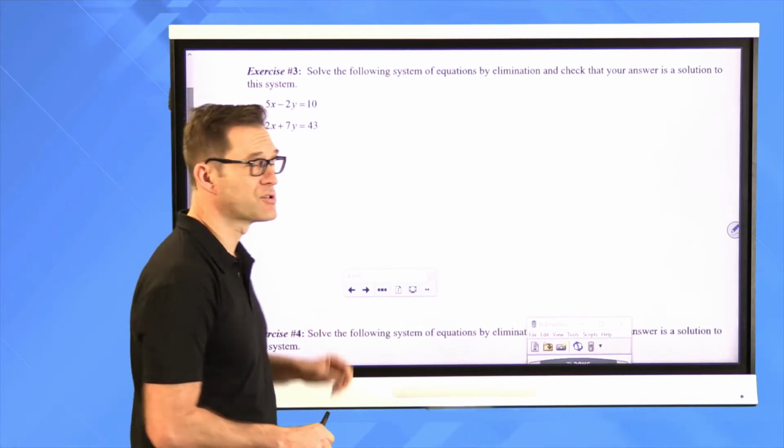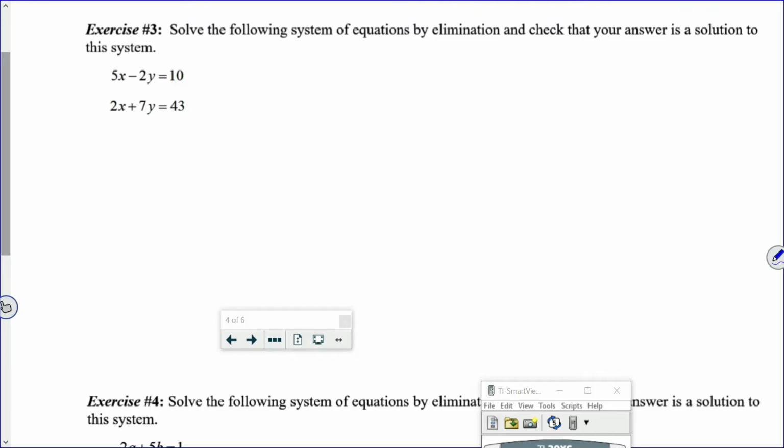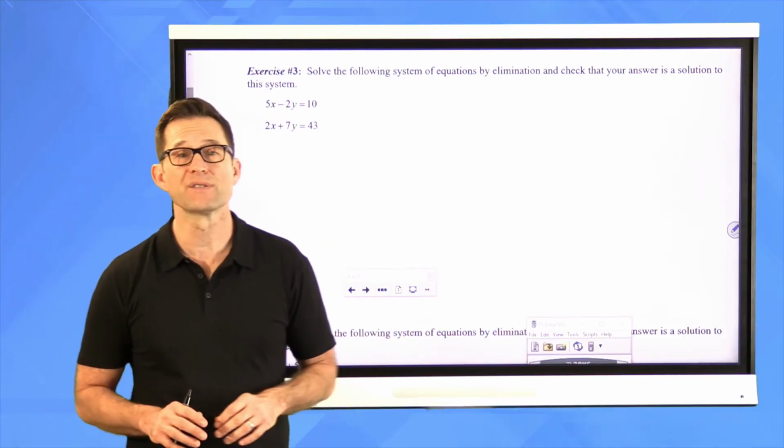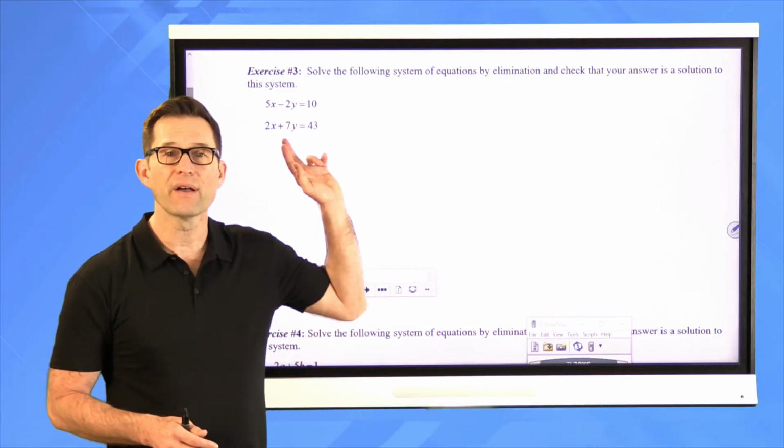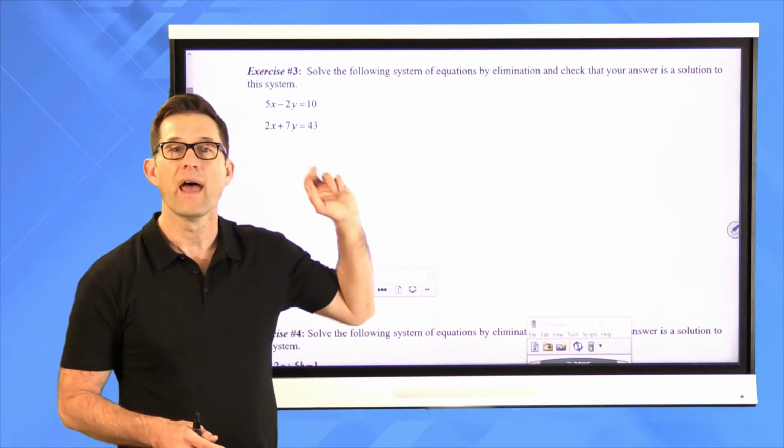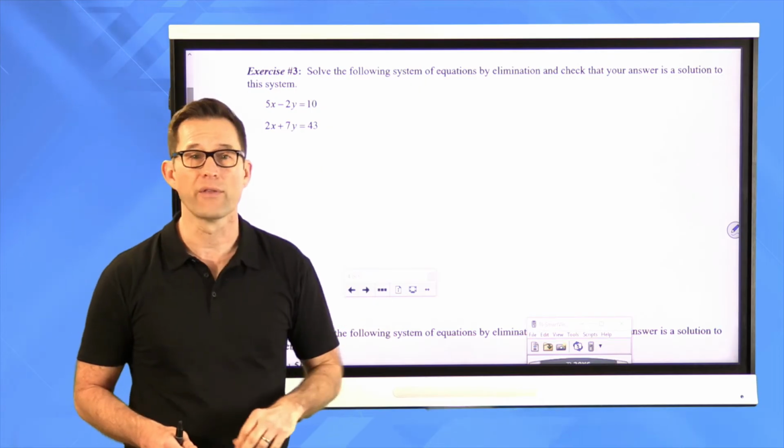Let's take a look at exercise number 3. Solve the following system of equations by elimination and check that your answer is a solution to the system. All right, so we've got a couple things to do here. We want to solve the system and we want to check to see if our answer is in fact correct. So I've got 5x minus 2y equals 10 and 2x plus 7y equals 43.